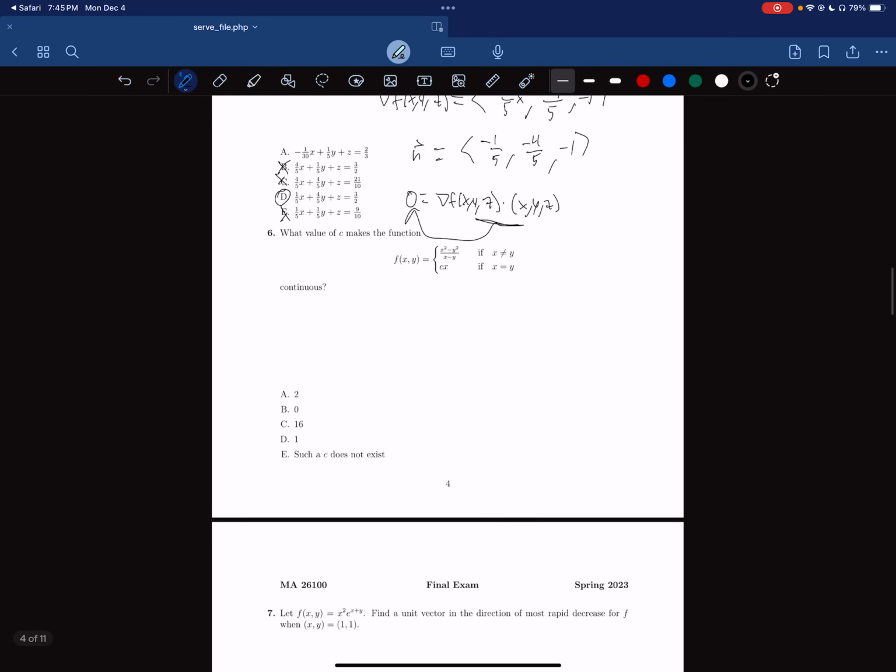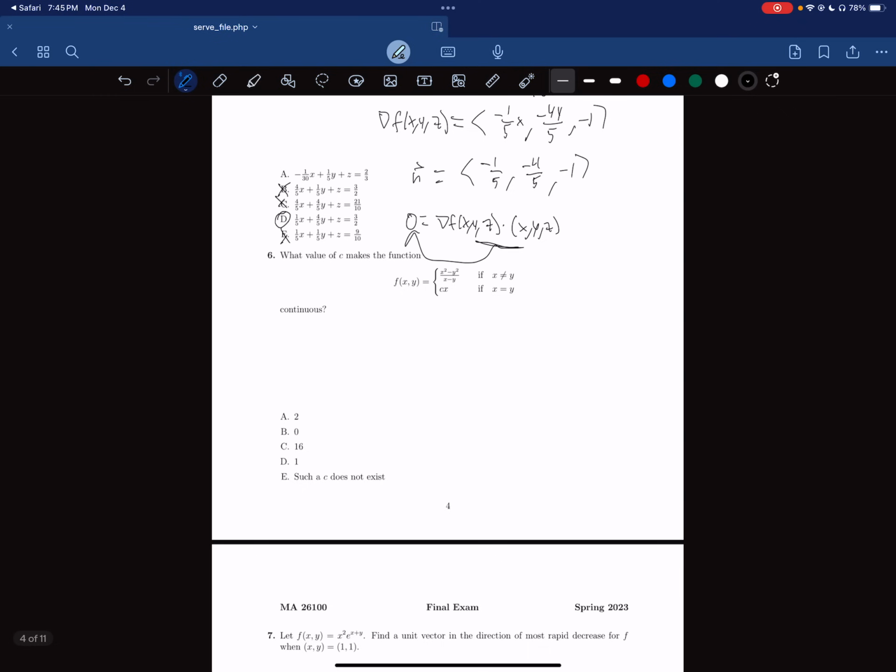Number 6, what value of c makes the function f of x, y equal to (x squared minus y squared) over (x minus y) if x is not equal to y, and equal to cx if x equals y. Okay, x squared minus y squared, we can rewrite that as (x minus y)(x plus y) over (x minus y), and very evidently these two cancel, and we're just ending up with x plus y.